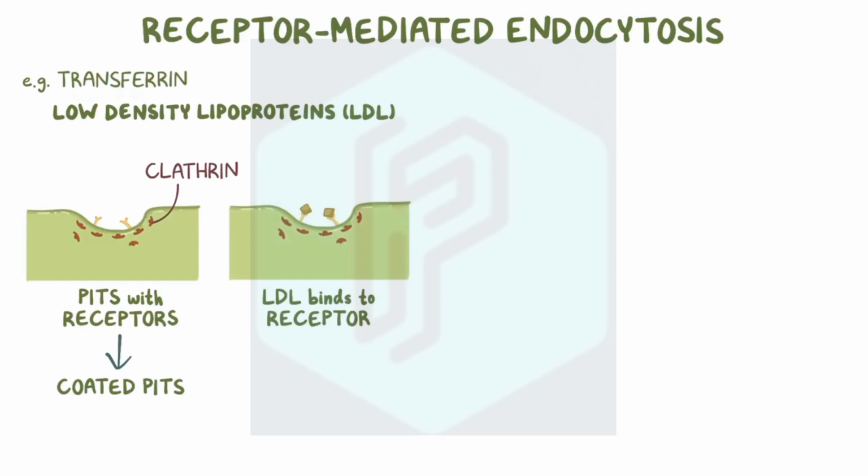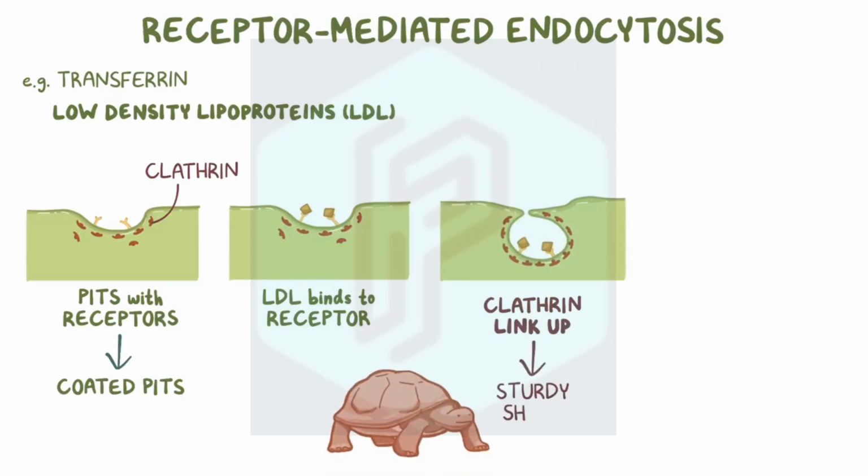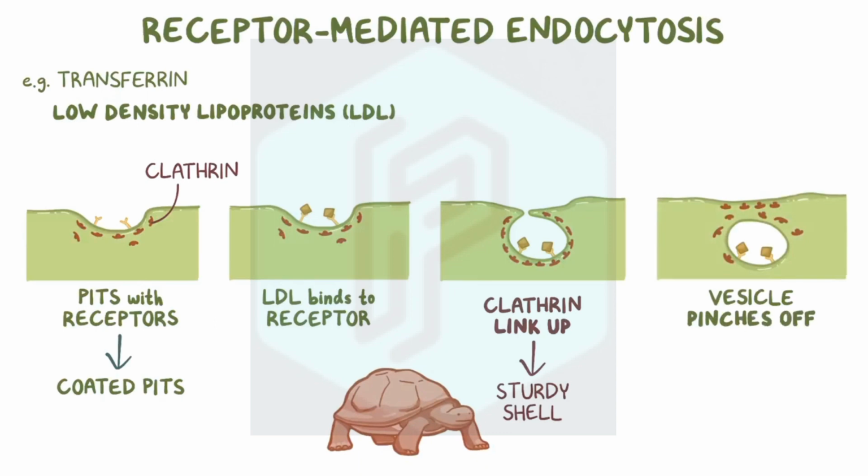The edges of the pit start coming together. At the same time, the clathrin proteins inside the cell link up to one another like a sturdy shell around the forming vesicle. Once the vesicle pinches off from the cell membrane, the clathrin proteins detach from it and go back to the cell membrane.